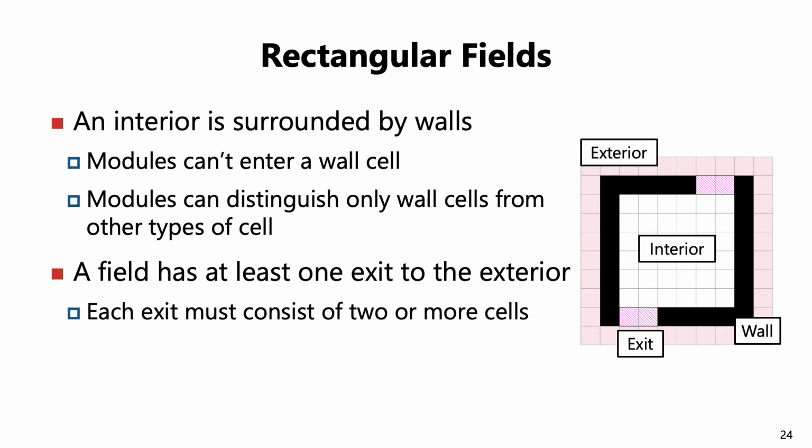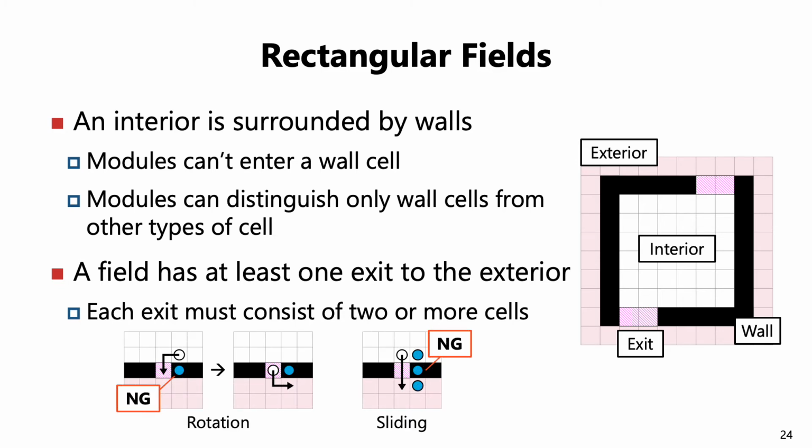A field has at least one exit from the interior to the exterior. Each exit must consist of 2 or more cells, because to go to the exterior through an exit, a module requires a backbone module in the wall cell like this.